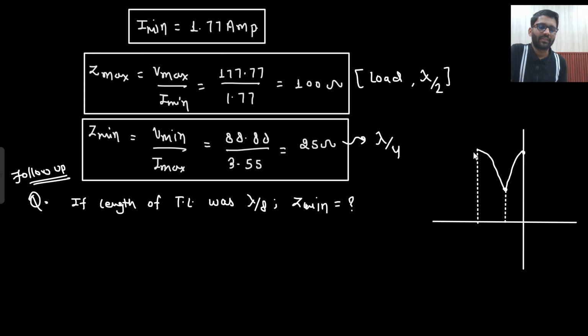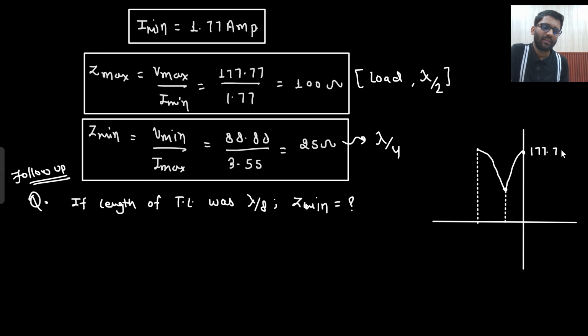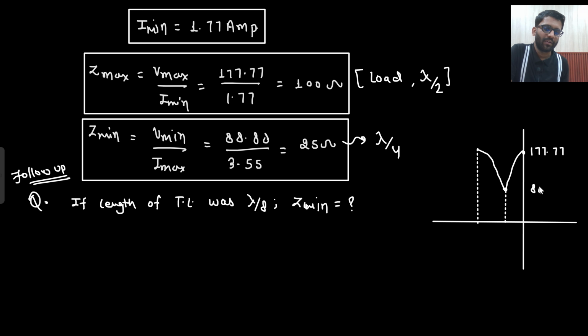Okay, this is the voltage standing wave pattern. What is the Vmax and Vmin? Vmax is 177.77 and Vmin is 88.88. And if I make it for the current on this one only, then it will look a bit complex, but let's make it for current.